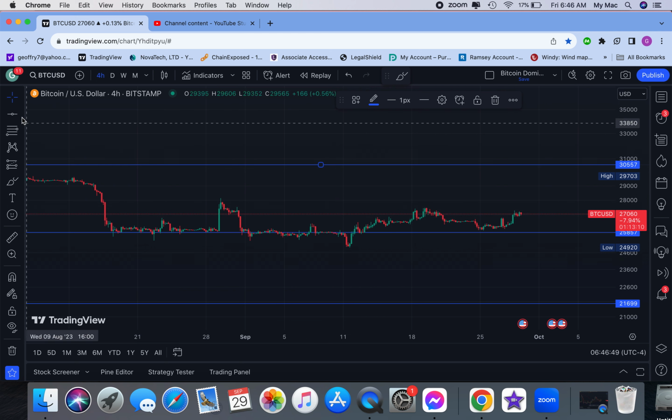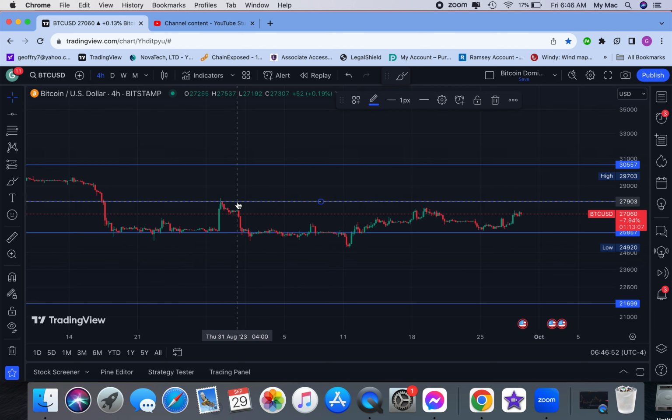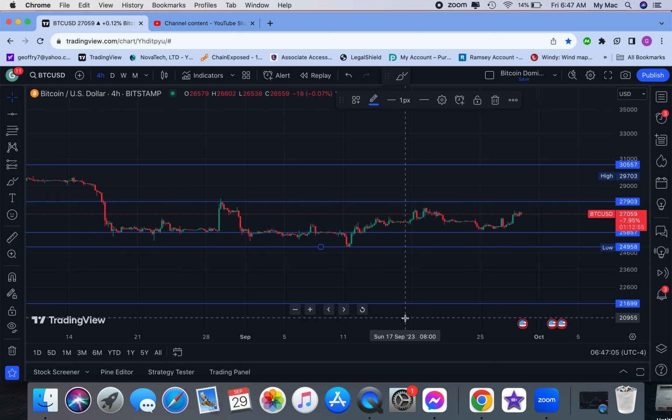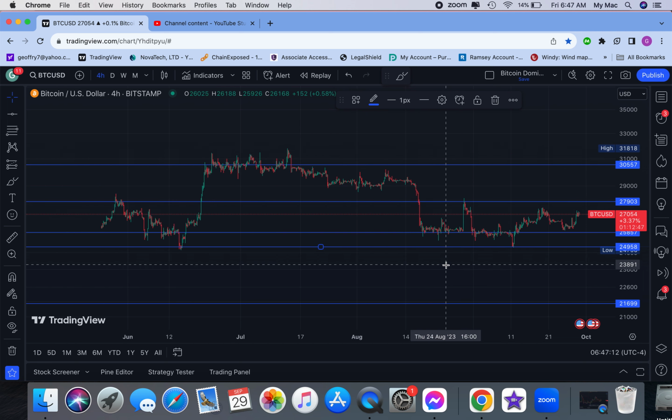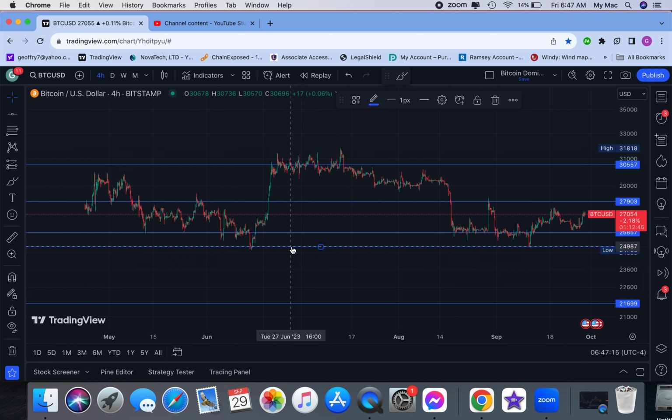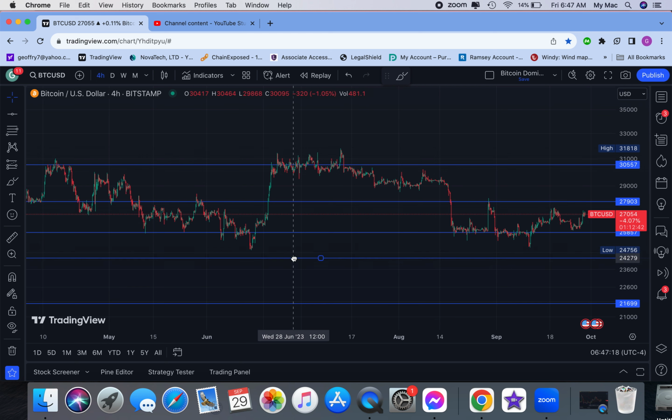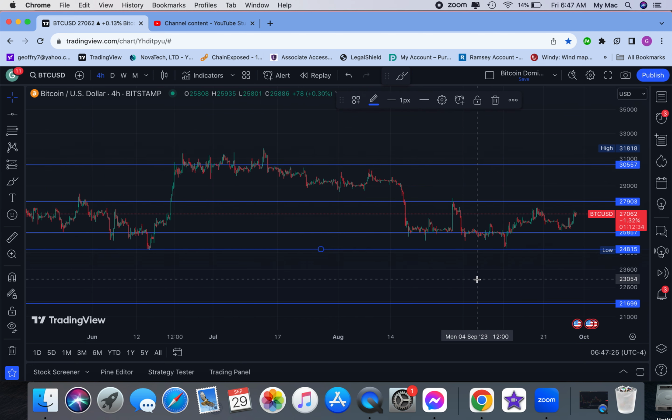And so that is basic resistance and support. See, we dip below down here. Don't want to go below that for sure. 24,958. Actually, we dipped down to there, about 24,800.